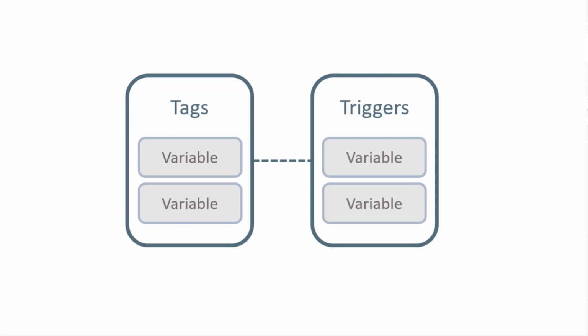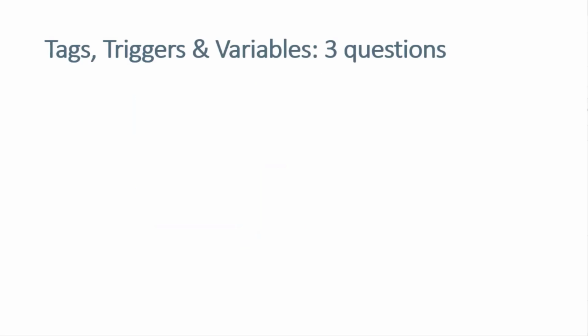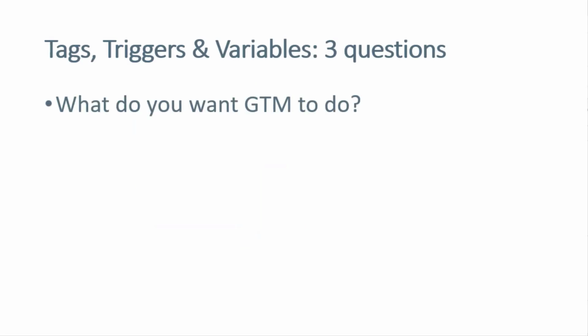When I explain tags, triggers, and variables to Google Tag Manager users, I usually like to start with 3 questions. The first question is, what do you want Google Tag Manager to do? So for example, if you want to track a conversion, that's a tag. If you want to implement a chat widget on your website, and that chat widget requires you to add a code, that's a tag. Another example could be, if you want to track a page view and send that page view to Google Analytics, that is also a tag.